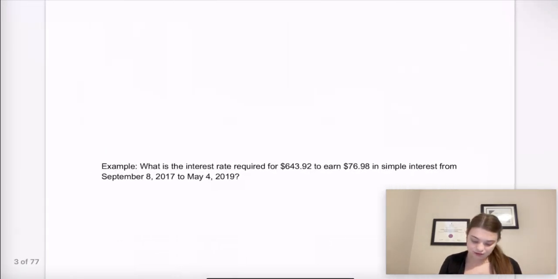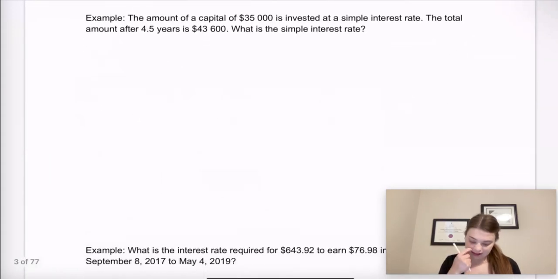All right, let's do another one. This one says the amount of capital of $35,000 is invested at a simple interest rate. The total amount after 4.5 years is $43,600. What is the simple interest rate?